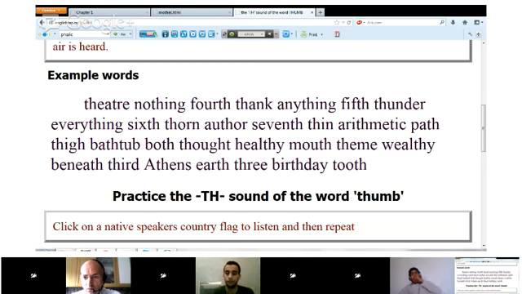So we have "finger". It just happens that each syllable is like this, finger. But when I have "nothing", there isn't any g. Finger does have it, and linger has it, but quite often it's like "ing". So nothing, theatre, nothing, fourth, thank.